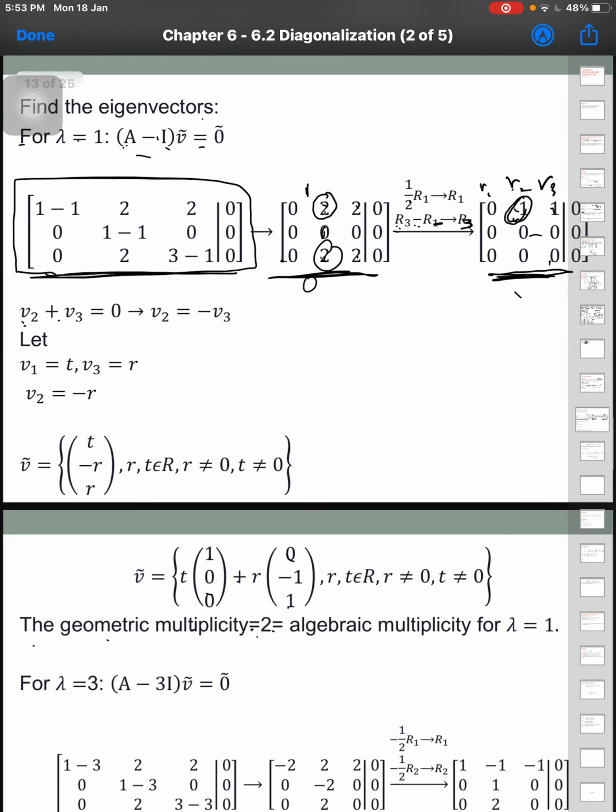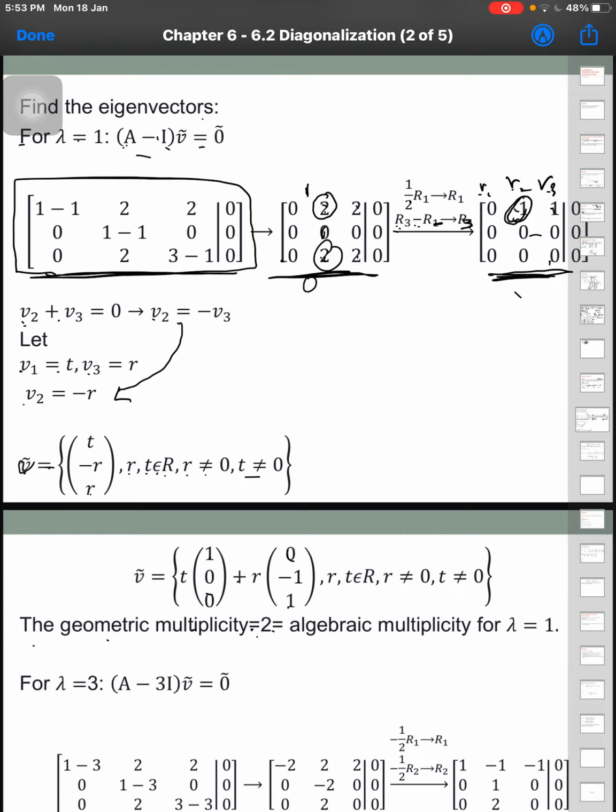Okay, so V2 plus V3 equal to 0. And this one implies that V2 equal to negative V3. Okay, and then for the free variables, which are v1 and v3, we let v1 equal to t and v3 equal to r. Since from this one v2 equal to negative v3, so we have v2 equal to negative r. So therefore the eigenvector v is equal to v1, which is t, v2 negative r, and v3 is equal to r, where r and t are elements in real numbers, and r cannot equal to 0 and t also cannot equal to 0.